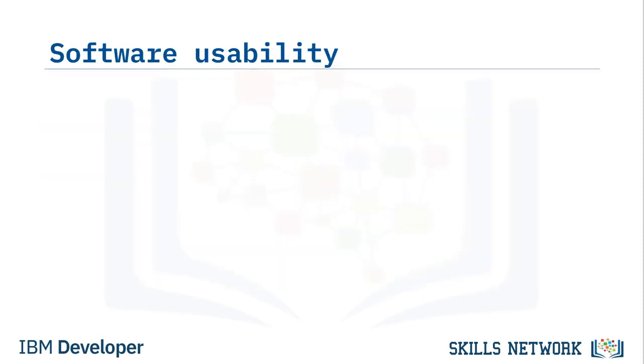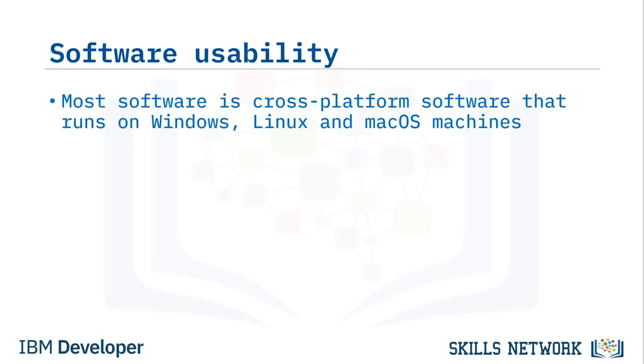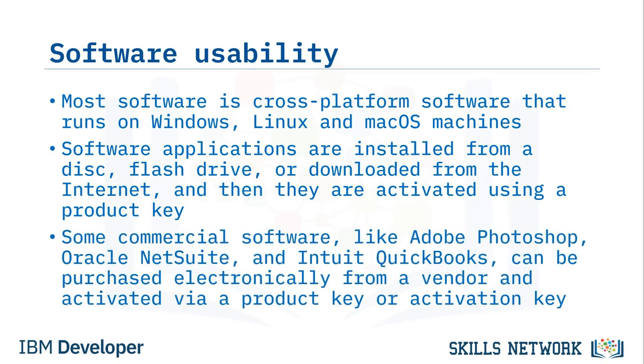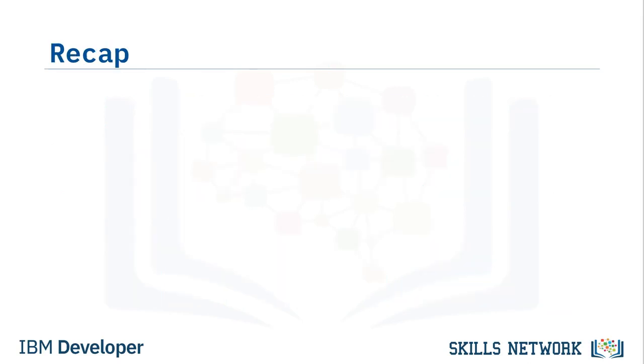Software usability. Most software is cross-platform software that runs on Windows, Linux, and Mac OS machines. Software applications are installed from a disk, flash drive, or downloaded from the internet, and then they are activated using the product key. Some commercial software, like Adobe Photoshop, Oracle NetSuite, and Intuit QuickBooks, can be purchased from the vendor and activated via a product key or activation key.